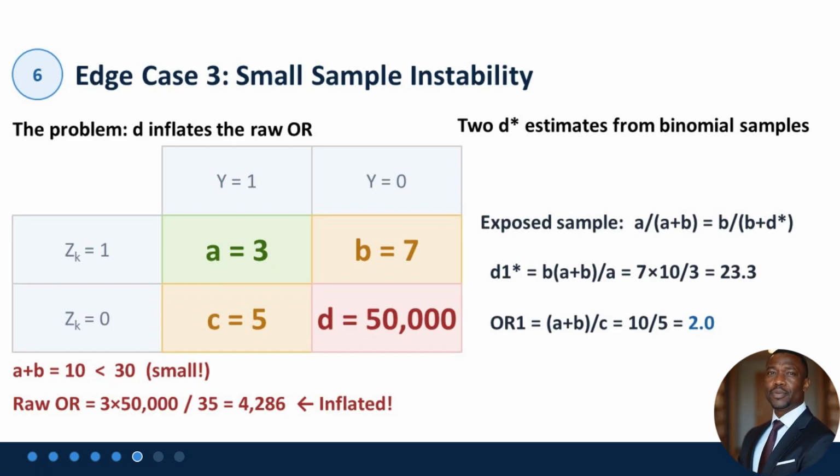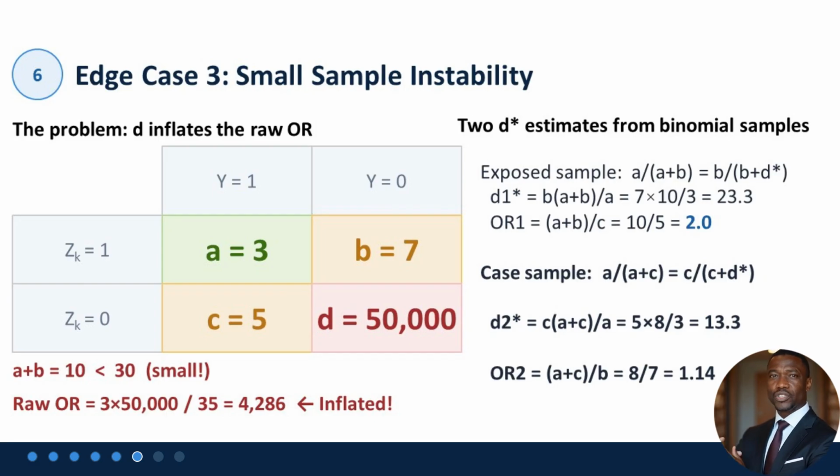From the exposed sample, we solve for D star by setting the case rate equal in both halves. D1 star equals B times the quantity A plus B divided by A, giving 23.3. This yields OR1 equal to A plus B over C, which is 2.0.